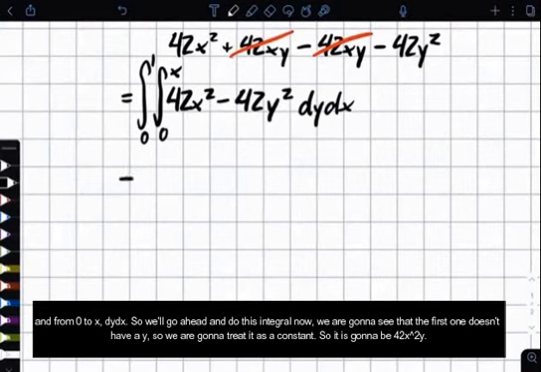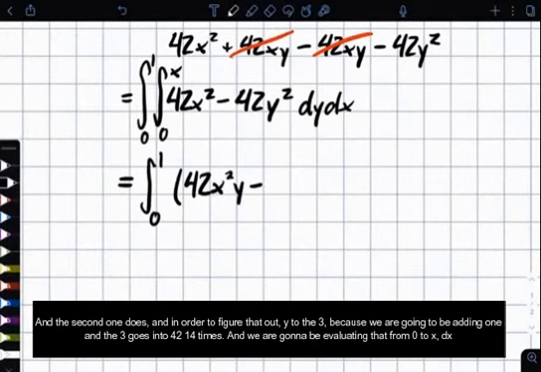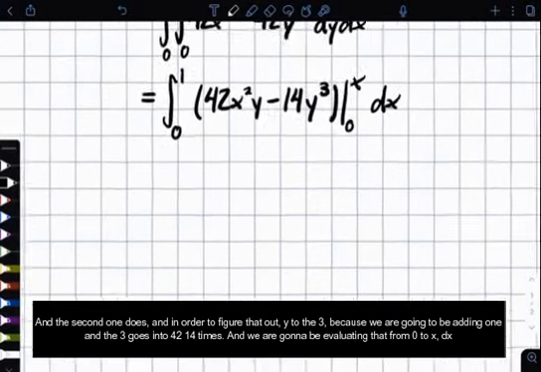Let's do this integral now. The first term doesn't have a y, so we treat it as a constant, giving 42x squared y. The second term does have y, so we get y cubed, since we add 1 to the exponent, and 3 goes into 42 14 times. Then we evaluate that from 0 to x, with dx on the outside.